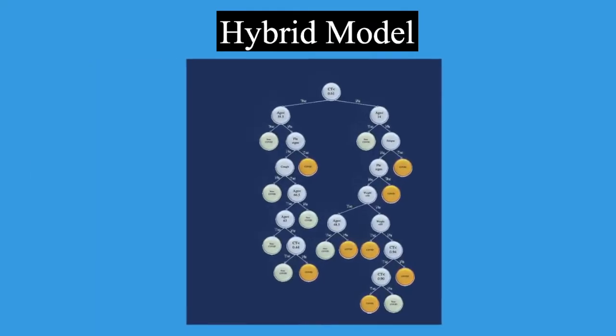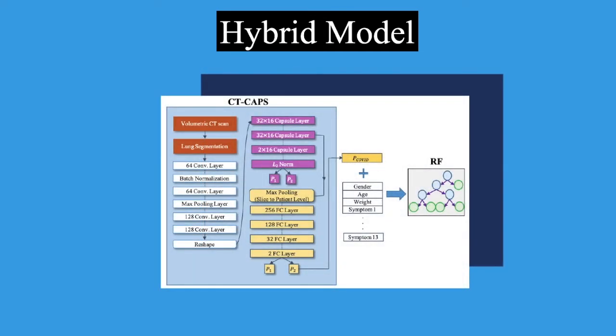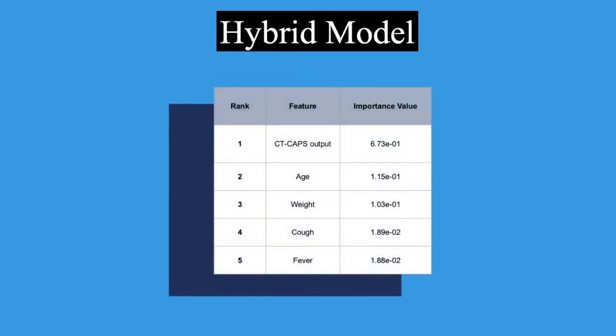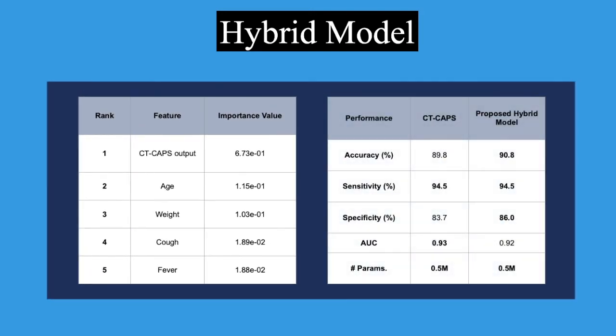The RF classifier includes 1,000 decision trees. Each tree can be characterized independently based on the nodes by which it is constructed. The 5 most important features with their corresponding importance value were extracted from the RF classifier, the probability scores generated by CT-CAPS, and the age, weight, cough symptom, and fever have the most influence on the final decision. Comparing the performance of the hybrid model to that of CT-CAPS, it improves on both accuracy and specificity.